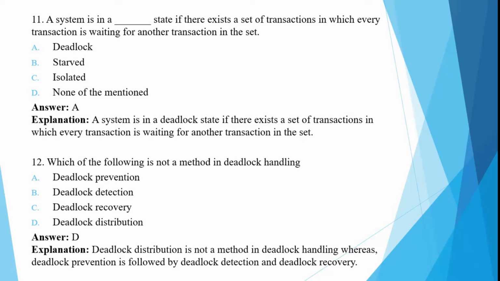12th question, which of the following is not a method in deadlock handling? Option 1, deadlock prevention. Option 2, deadlock reduction. Option 3, deadlock recovery. And the last one, deadlock distribution. And the right answer is D. Deadlock distribution is not a method in deadlock handling, whereas deadlock prevention is followed by deadlock reduction and deadlock recovery.